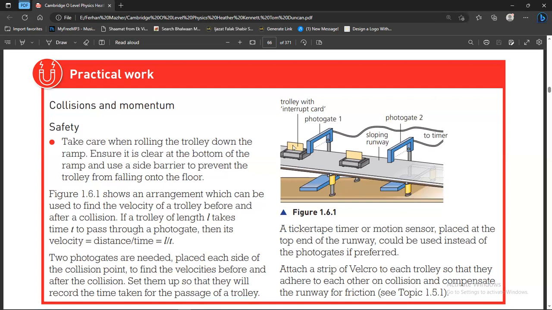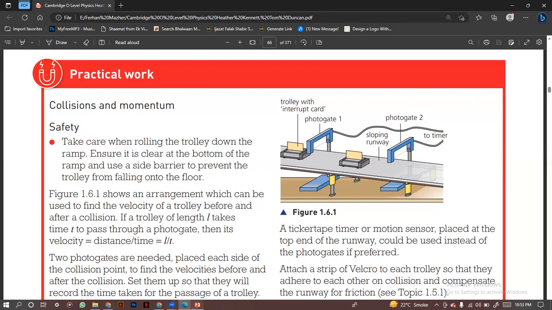You know the length of the card, you divide it by the time for which the light is blocked with the help of the photo gate. You will be able to tell the speed of the trolley before the collision. And when these two trolleys are joined after the collision and pass through here, you divide the length of this card by the time the light is blocked, and you will get the velocity after the collision. So this is the basic idea.